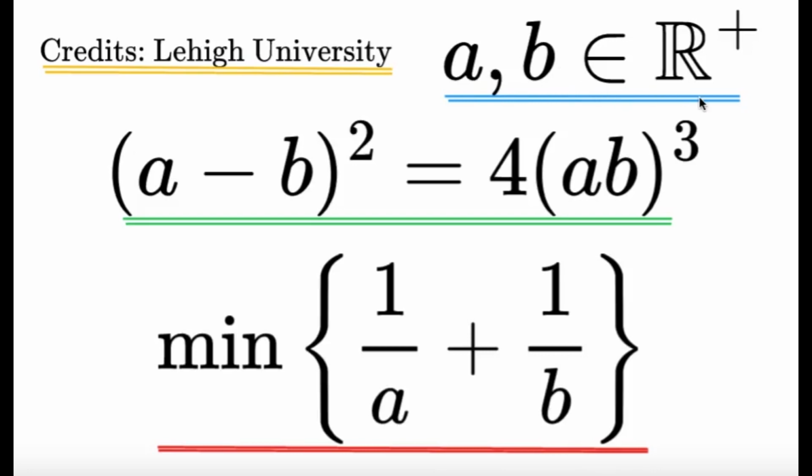A and b are positive real numbers such that the square of a minus b equals 4 times the cube of ab. Find the minimum value of 1 over a plus 1 over b.